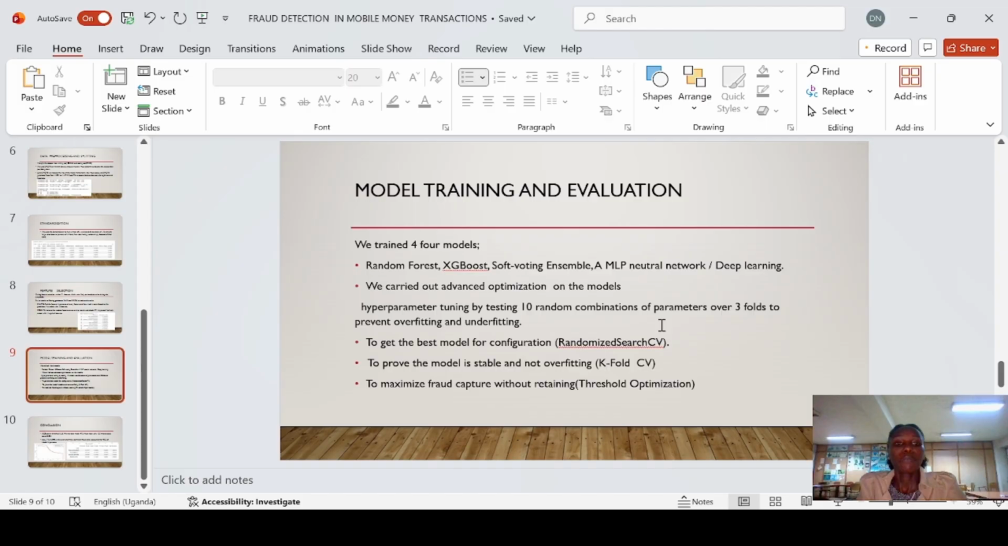Finally, five-fold cross-validation confirmed that the model was stable and reliable, achieving a mean F1 score of 0.9476 with very little variation across folds.